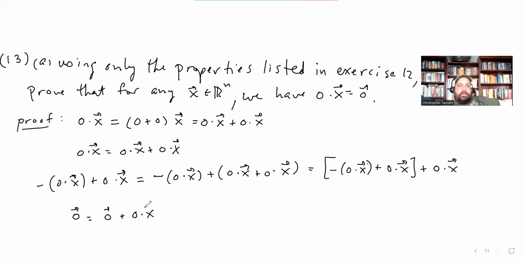plus 0 times x. And 0 plus anything, since it's the additive identity, we proved that in, let me just look in the book, what that was from part C. This gives us that 0 vector is equal to 0 times x. Right, so that proves that property.